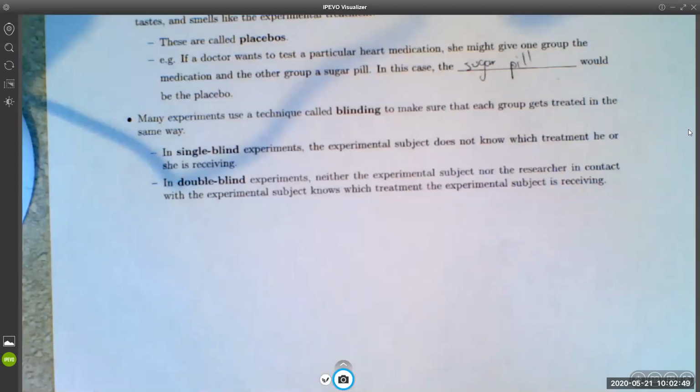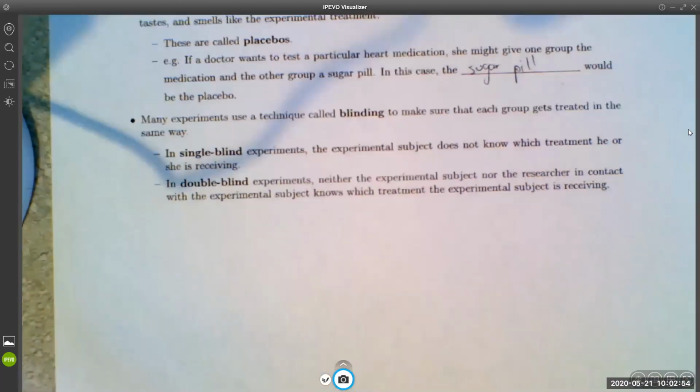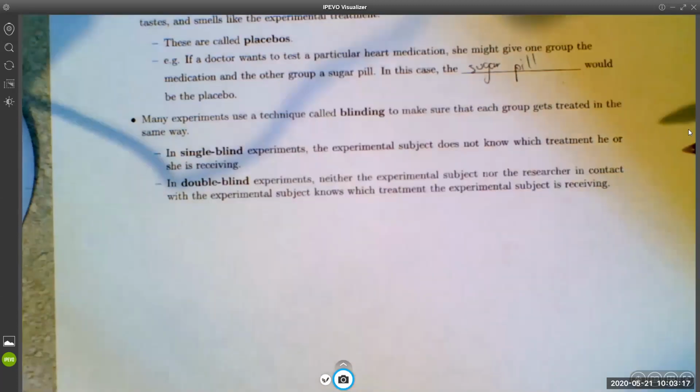But double-blind experiments just take that extra precaution, so that the researcher coming in contact with the experimental subjects doesn't know what medication is being given out, and that way they can't unintentionally give away anything, because they don't know themselves. So that's what blinding is, and that's what it means to have a single-blind and a double-blind experiment. And that's all I really want to say about that.